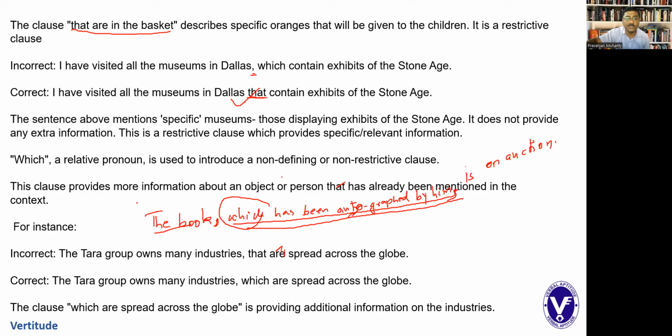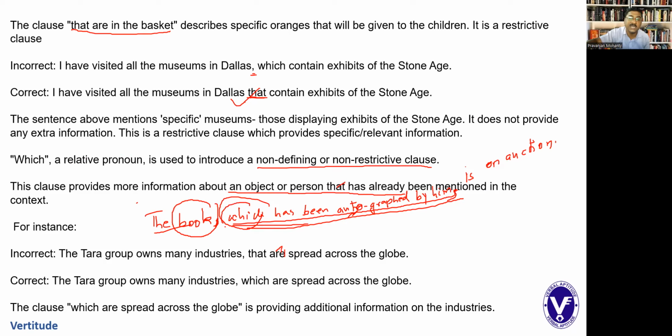Which, a relative pronoun, is used to introduce a non-defining or non-restrictive clause. This clause provides more information about an object or person that has already been mentioned. So, I mentioned the book, मैं बुक के बारे में बोल चुका हूं और उसके बारे में ये फिर से एडिशनल इंफॉर्मेशन दे रहा है.